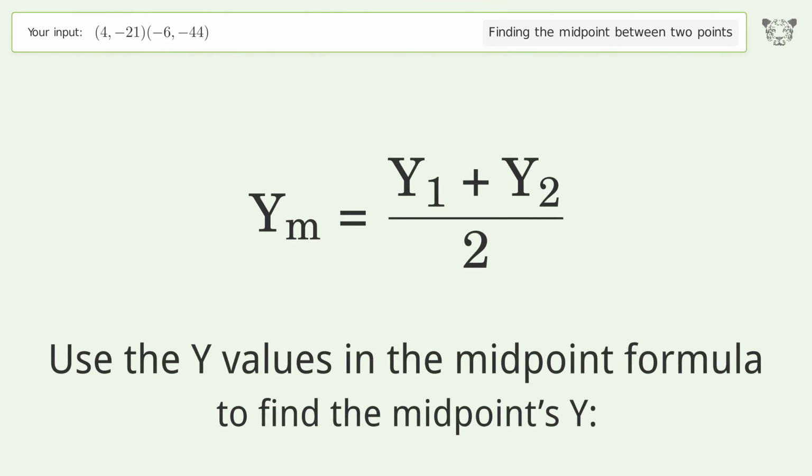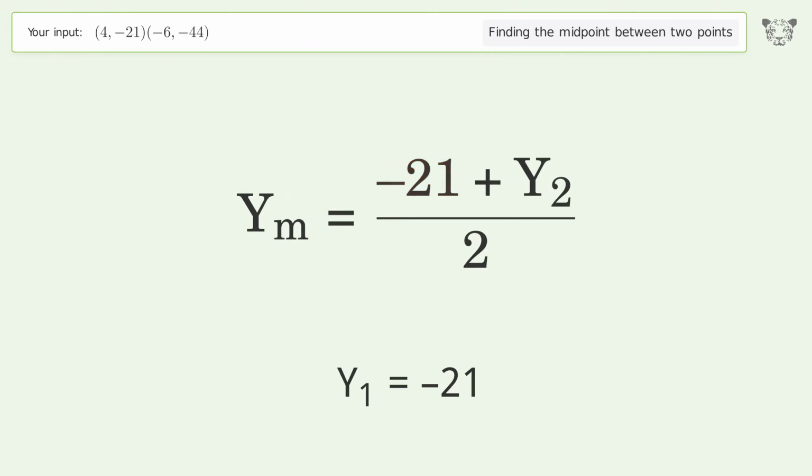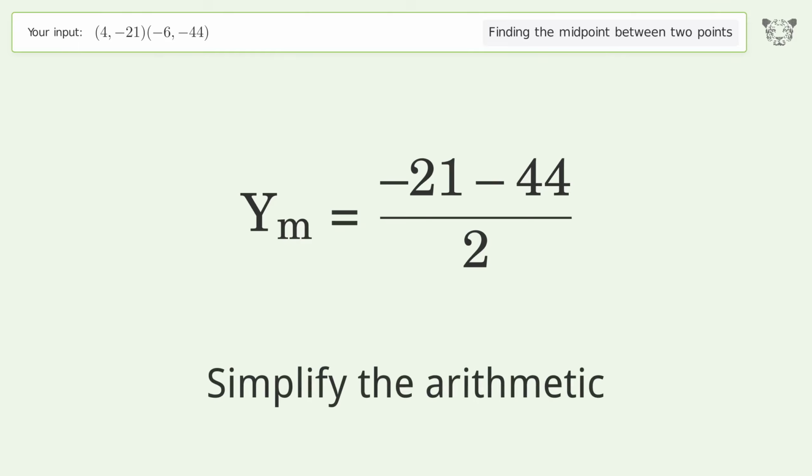Use the y values in the midpoint formula to find the midpoint's y. y1 equals -21. y2 equals -44. Simplify the arithmetic.